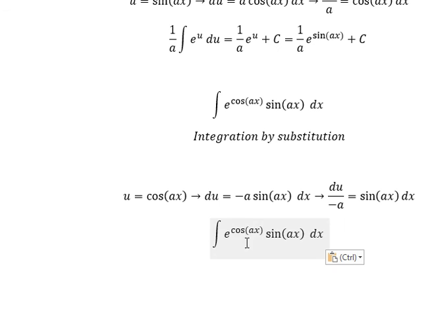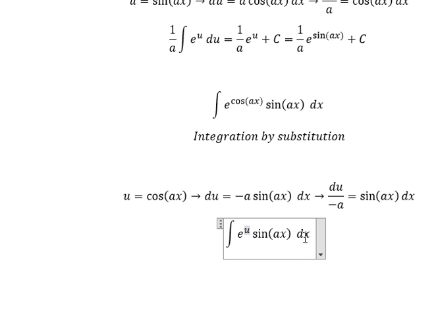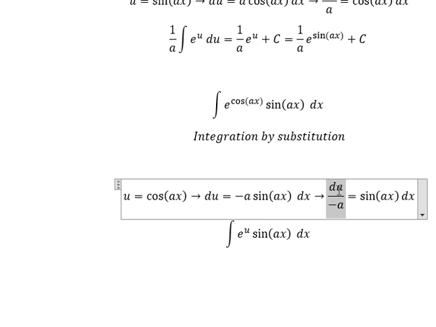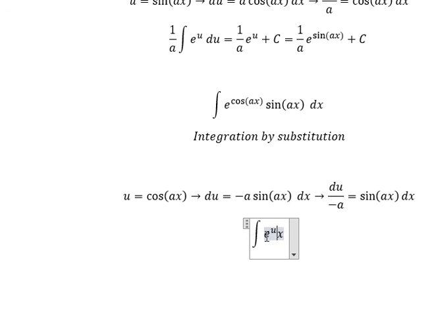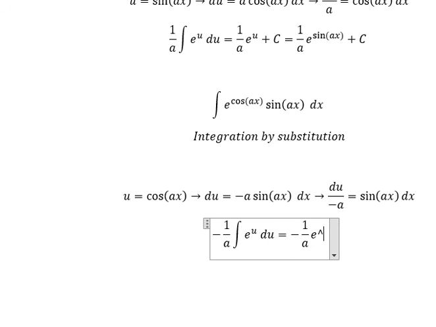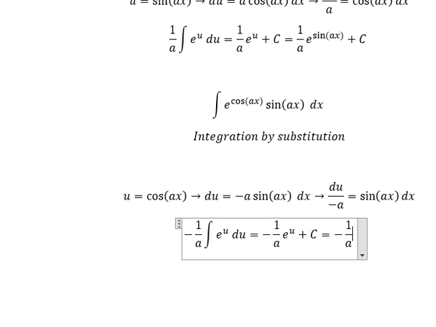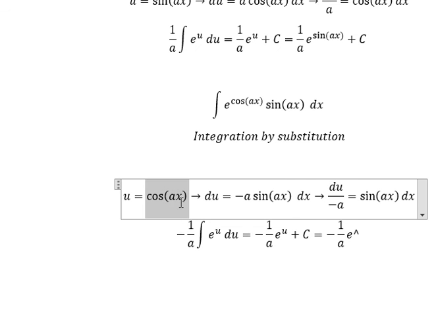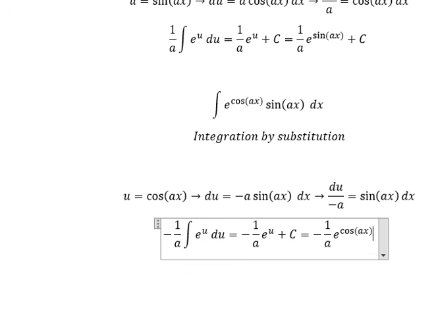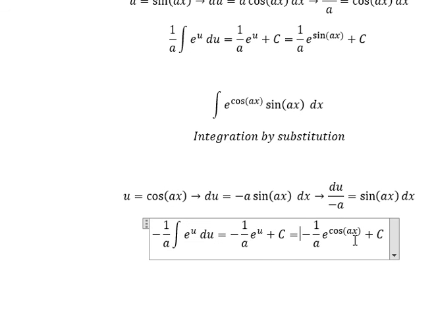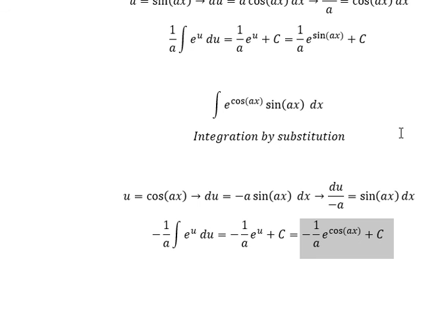So this one we change by u. Sine as ds we change by this one. The integration of this one, we have e to the power of u and we put c. About u, that is cosine as. And this is the final answer. This is the end.